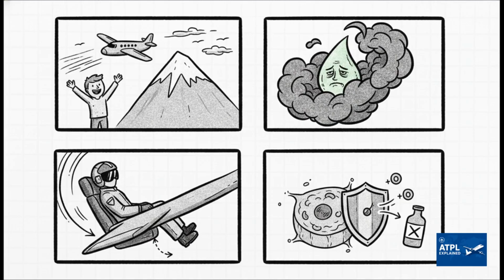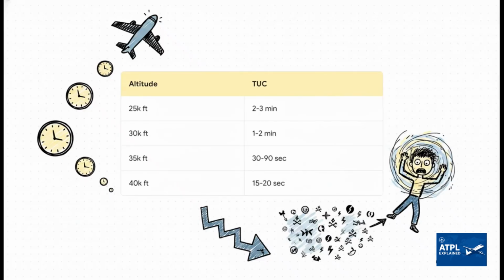Now here is your golden exam tip. If a question mentions altitude or a sudden cabin depressurization, the answer is always hypoxic hypoxia. Now, what's really interesting about this slide is how rapidly our safety margin evaporates at altitude. Time of useful consciousness, or TUC, is the strict window of time you have to recognize a problem and act before you are completely incapacitated.